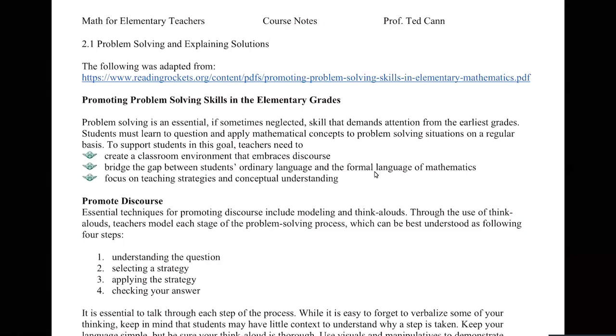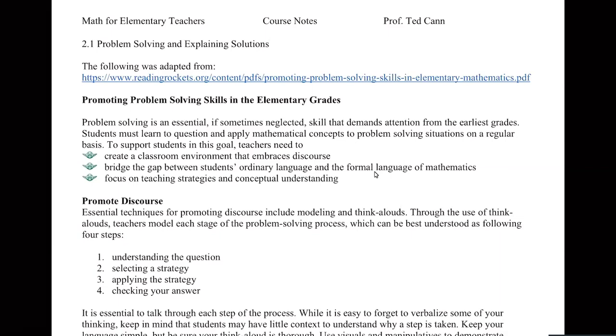To support students in this goal, teachers need to create a classroom environment that embraces discourse, which at the younger levels is very, very tricky, because you want the students to participate, you want them to engage with the material, but it's very easy to get down a rabbit hole that involves, well, I remember the time when my uncle did this, that, and the other thing, and it's like, well, yeah, that's great, but we're trying to solve a problem here. So without hurting feelings, we need to keep it steered in the right direction.